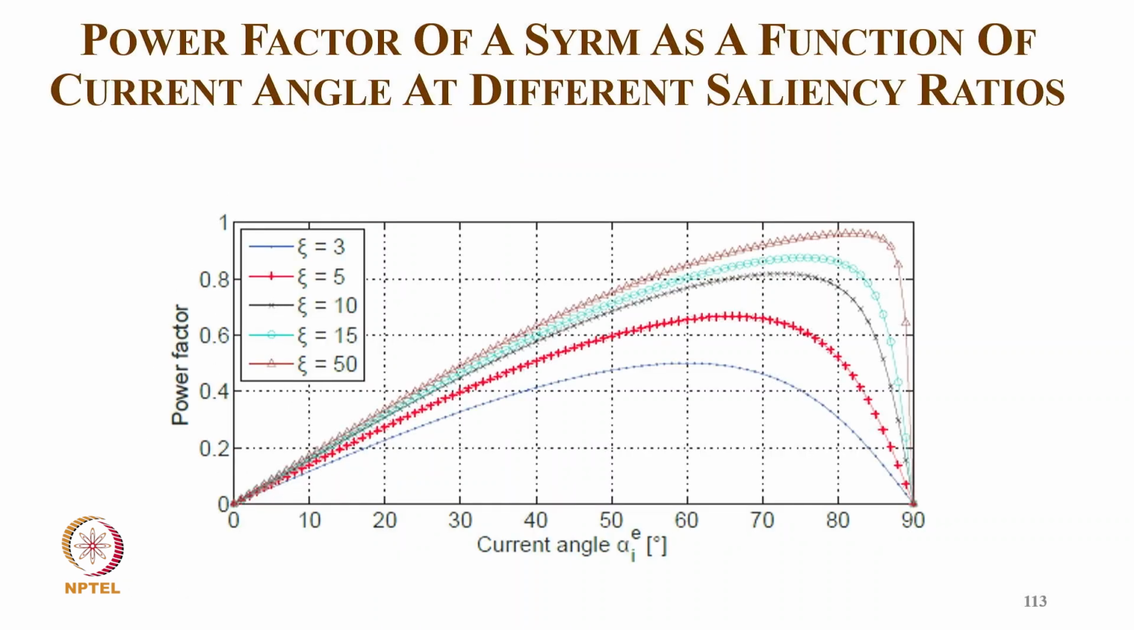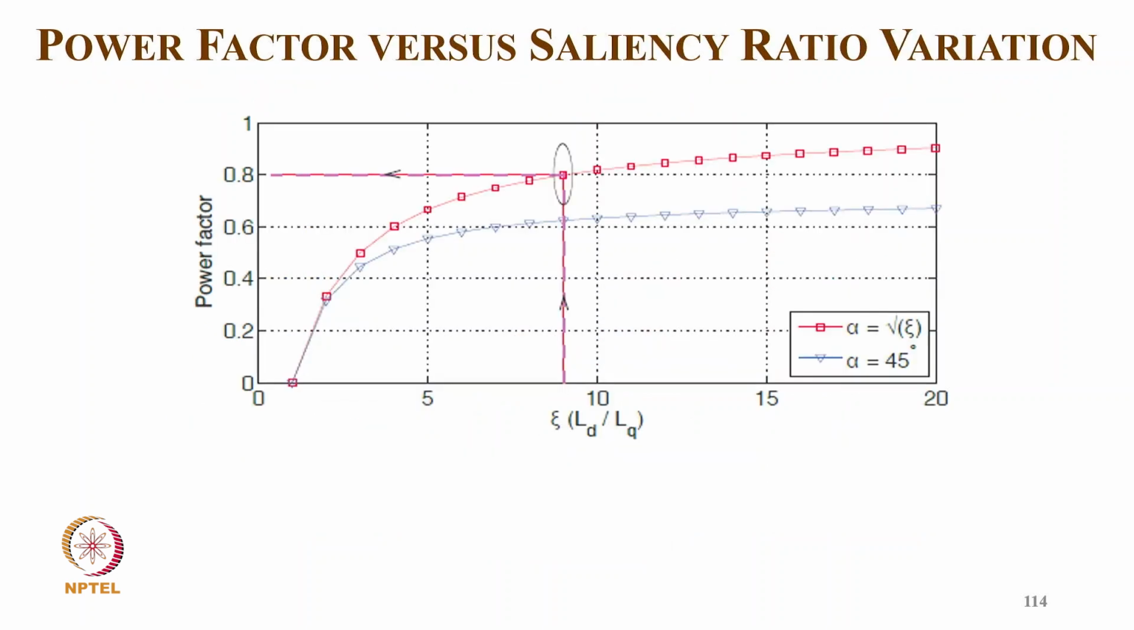And this is typically the power factor as a function of current angle. Here you are able to get quite a good power factor at a saliency ratio on the order of 10. And then the power factor with your saliency ratio would really vary. So here also you are able to get a good power factor of around 0.8 at a saliency ratio of around 8 to 10.